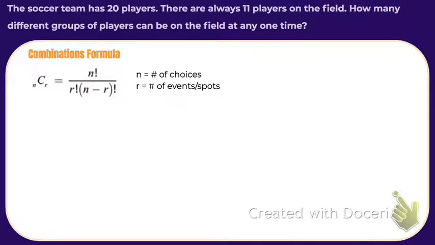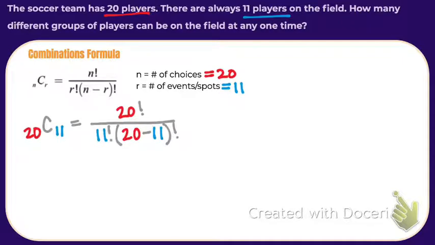So first we need to figure out N, which is the number of choices, the number of people you're choosing from, and there's 20. And R is the number of events, the number of spots, I like to think of it as. And there's 11 players, 11 spots that we need to fill. So let's rewrite this formula, but substitute in 20 and 11.